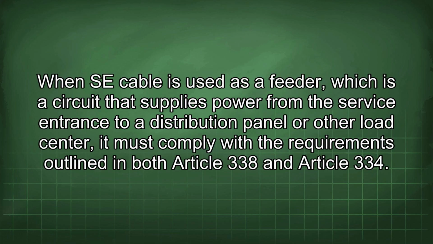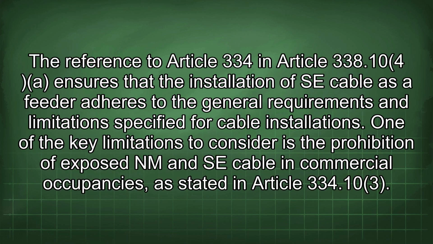When SE cable is used as a feeder, which is a circuit that supplies power from the service entrance to a distribution panel or other load center, it must comply with the requirements outlined in both Article 338 and Article 334. The reference to Article 334 and Article 338.10 ensures that the installation of SE cable as a feeder adheres to the general requirements and limitations specified for cable installations.